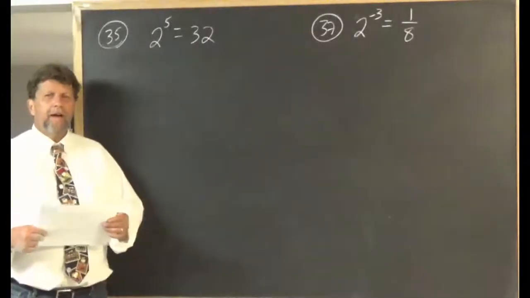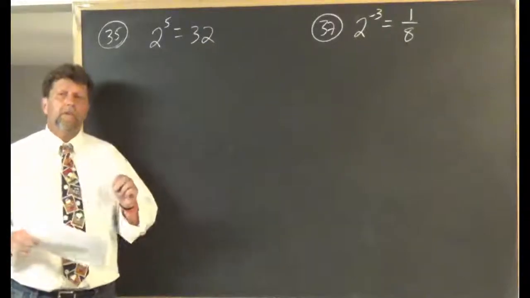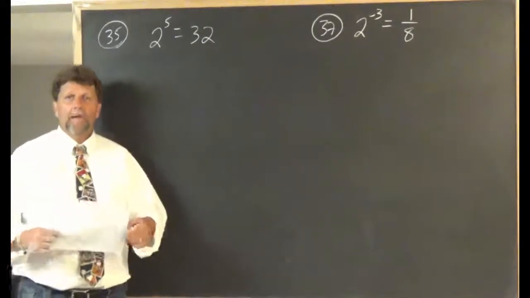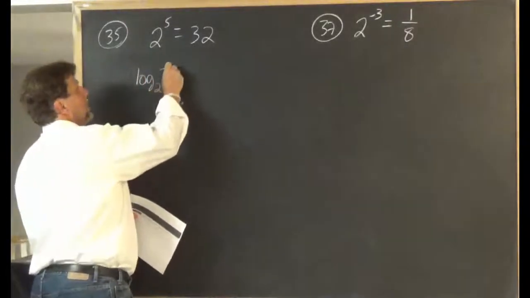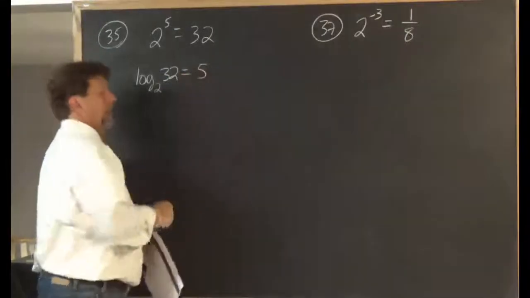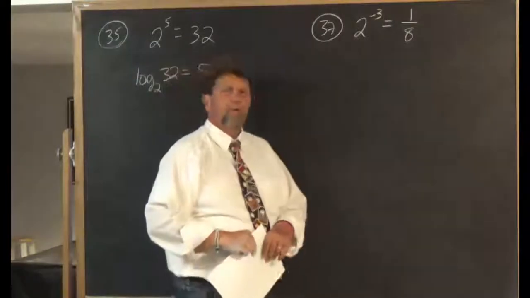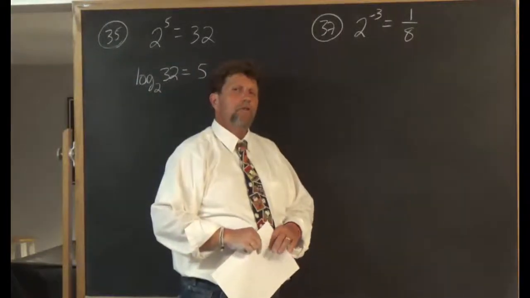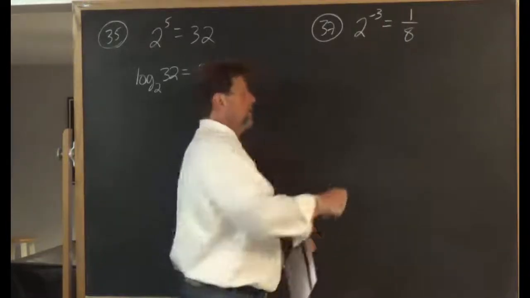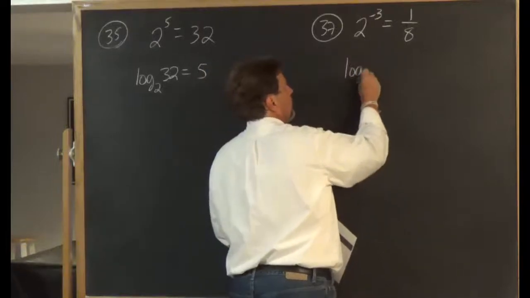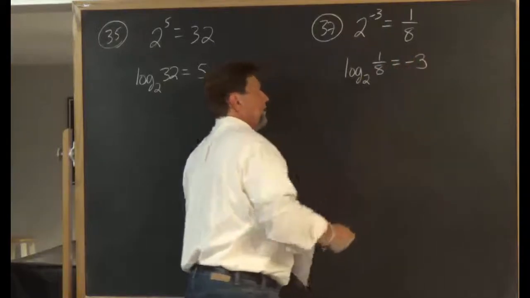All right, at number 35, you were asked to rewrite the exponential equation 2 to the 5th equals 32 as a logarithmic equation. So that would be log base 2 of 32 equals 5. That's it. 37, rewrite the exponential equation 2 to the negative third equals 1/8 as a logarithmic equation. So that would be log base 2 of 1/8 equals negative 3.